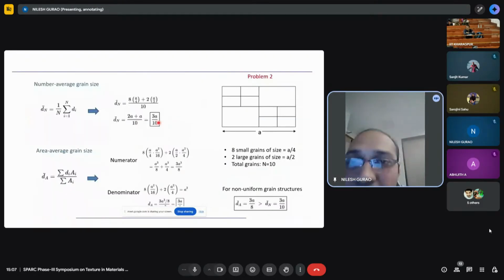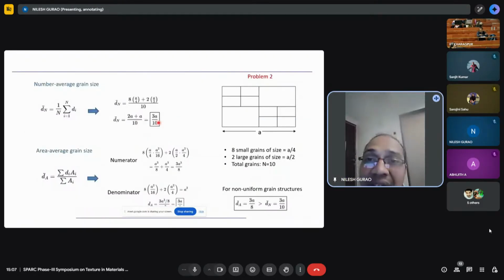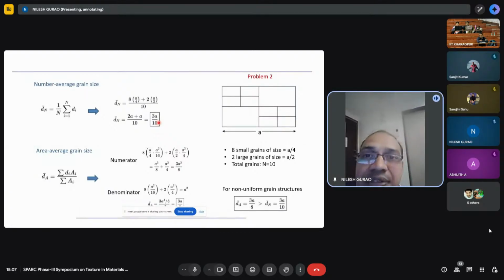So, whenever I talk about averages, I am thinking about a nice normal distribution. Only then can I give you a mean and a standard deviation. If you have a multimodal distribution, you cannot do that, right?